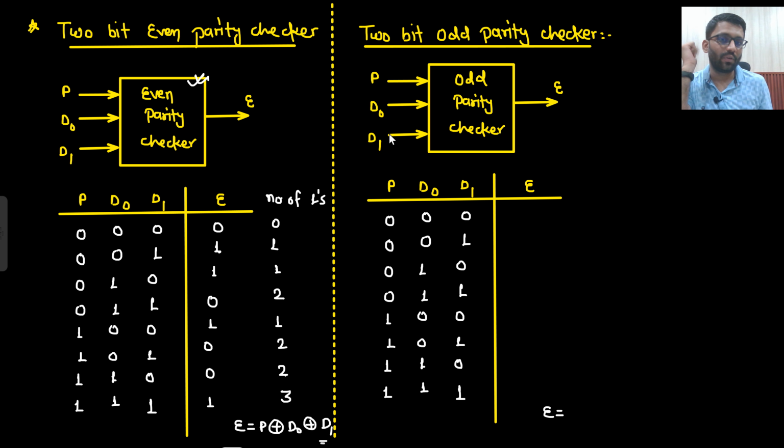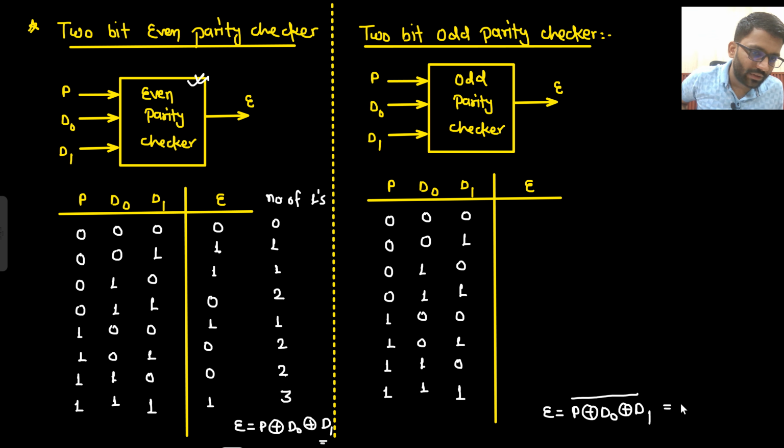So let's do the same thing for the 2-bit odd parity checker. In the examination, how will you think? If the number of ones is odd, then my error will be 0. This is the odd parity checker. So if the number of ones is odd, error will be 0. That means it is the negation of the odd number of ones detector. That means it is the negation of this. Can I write this as this?